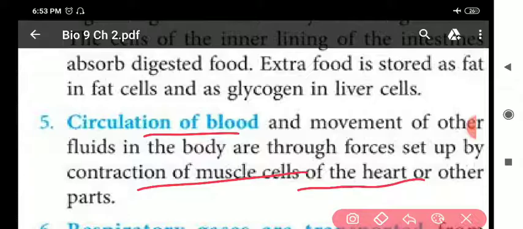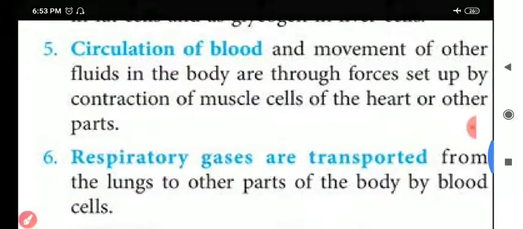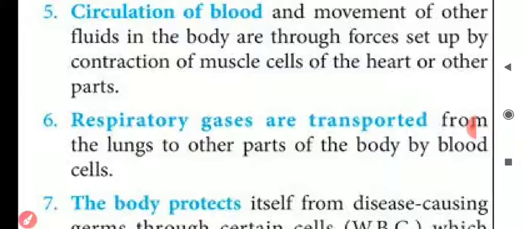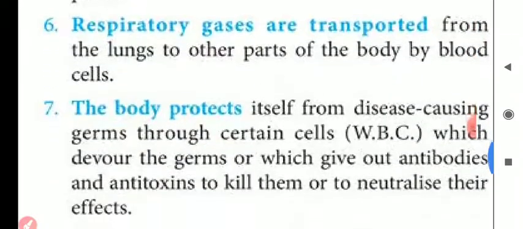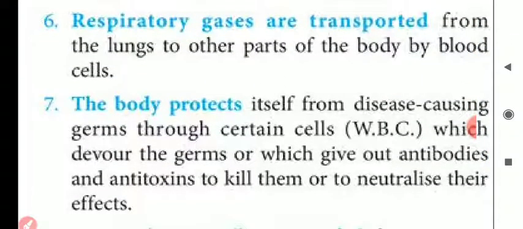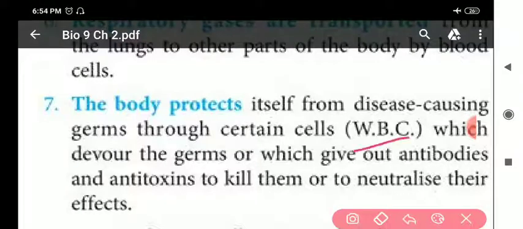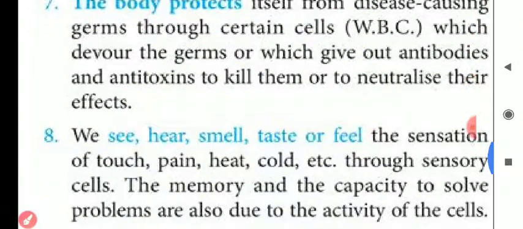Clear? Next, respiratory gases are transported from the lungs to other parts of the body by blood cells. So, blood cells help in the transport of respiratory gases. Then the seventh one, you see, the body protects itself from disease causing germs through white blood cells, WBC. So, these WBC provide immunity. White blood cells provide immunity to fight against diseases. So, my dear students, by this topic what do we understand?